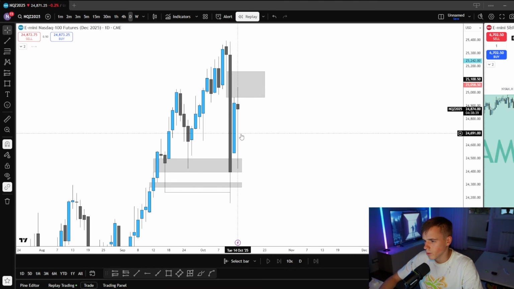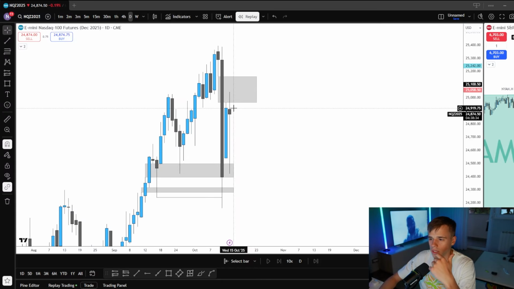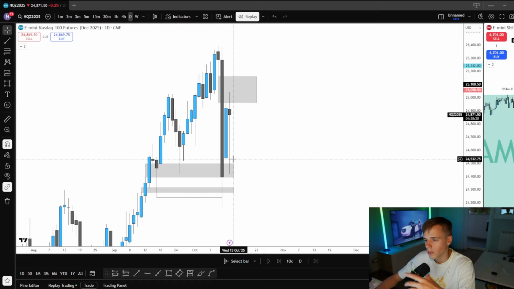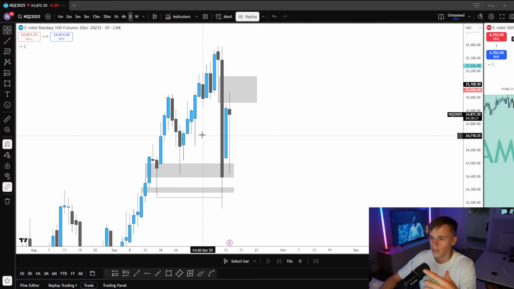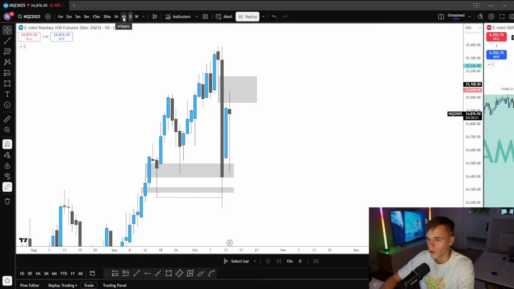We made a fair value gap, this one right here, and basically we retested it. So we retested it and started going to the downside. So what I was looking at personally is for some kind of move to the upside after we liquidate something, which I'm going to go over right now on the lower time frame.